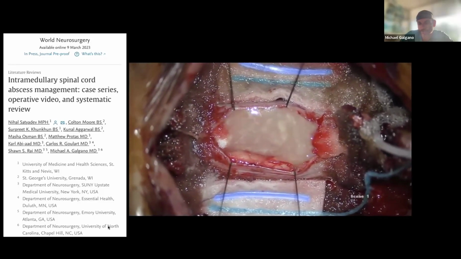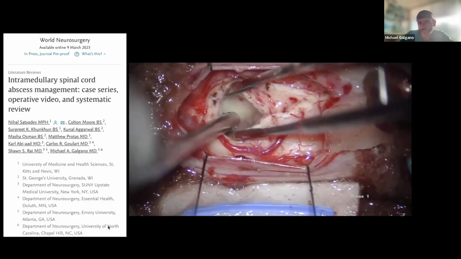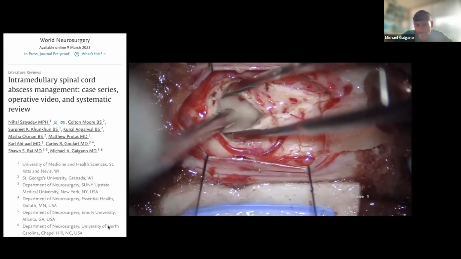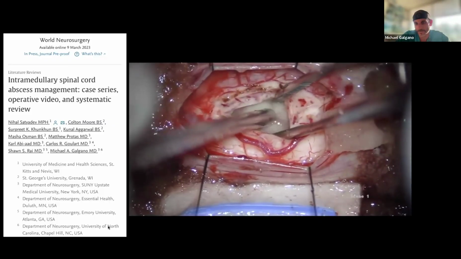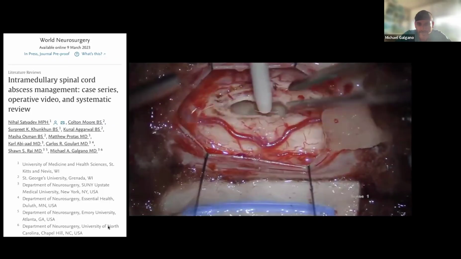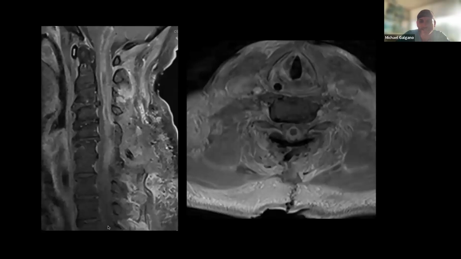So this is a very unfortunate case. This guy did not do well, despite our efforts to completely drain this intramedullary spinal cord abscess. After surgery, he ended up having migration of further abscess up north. The basal ganglia abscess got a bit larger, and he ended up passing, unfortunately. And a sad case to end this Virtual Spine on, Wendy. We've got to end on a better note.